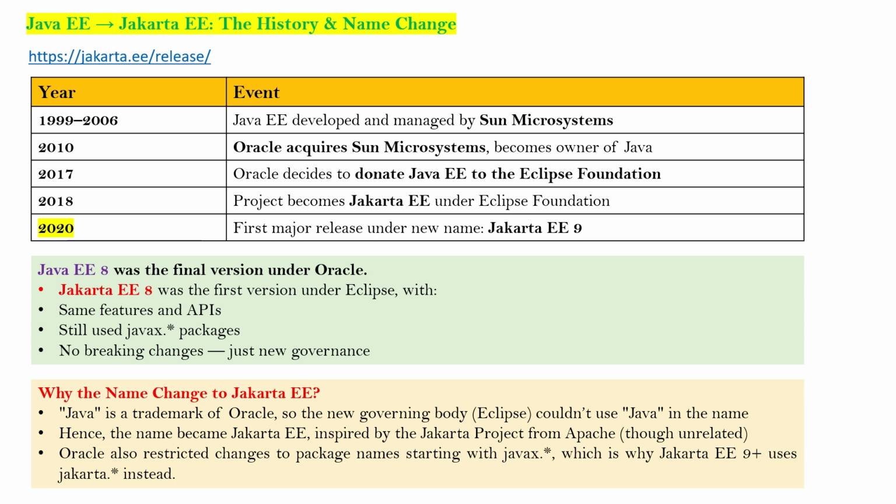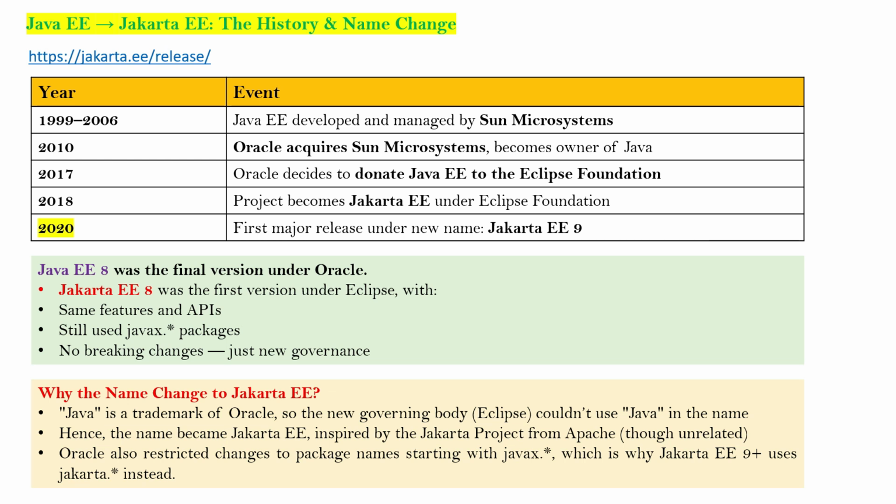So the reason why the name changed to Jakarta Enterprise Edition, according to my understanding, from what I have learned at multiple places, is because Java is a trademark of Oracle. So the new governing body, Eclipse, to which Oracle donated this Java technology, couldn't use Java in this name, right? Because it was a trademark of Oracle. Hence, it was renamed as Jakarta Enterprise Edition, okay, inspired by the Jakarta project from Apache.